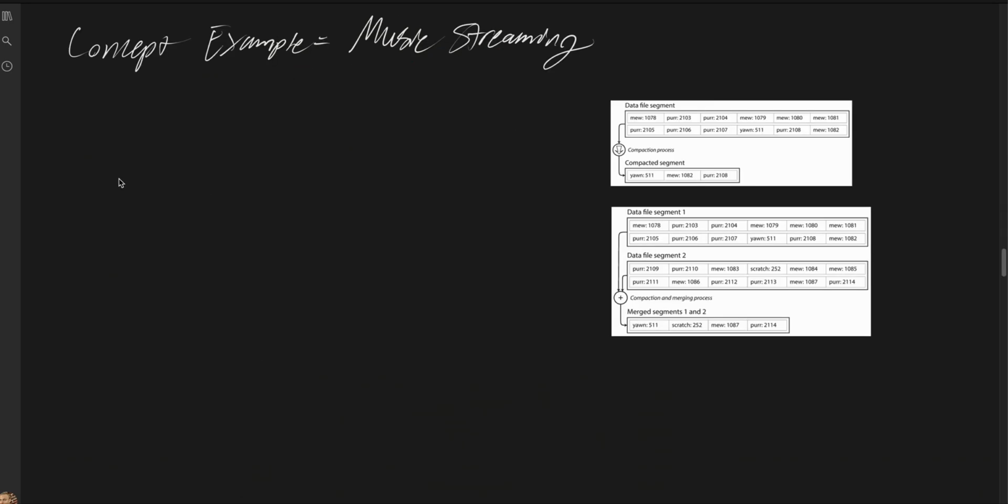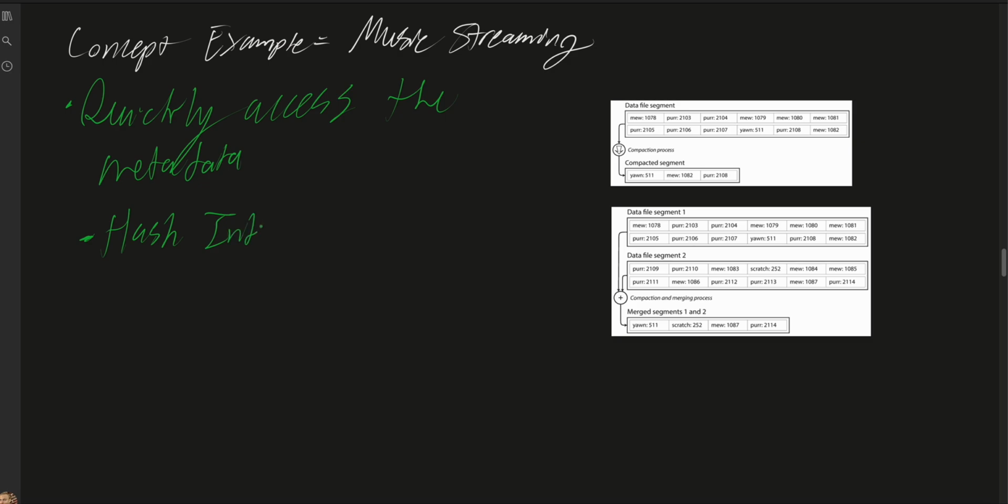So in our concept example, let's imagine we're running a popular online music streaming service along with various stocks of sound. For every single song or sound played, our service needs to quickly access the metadata. And here, in the context of the hash index, it's great for retrieval.